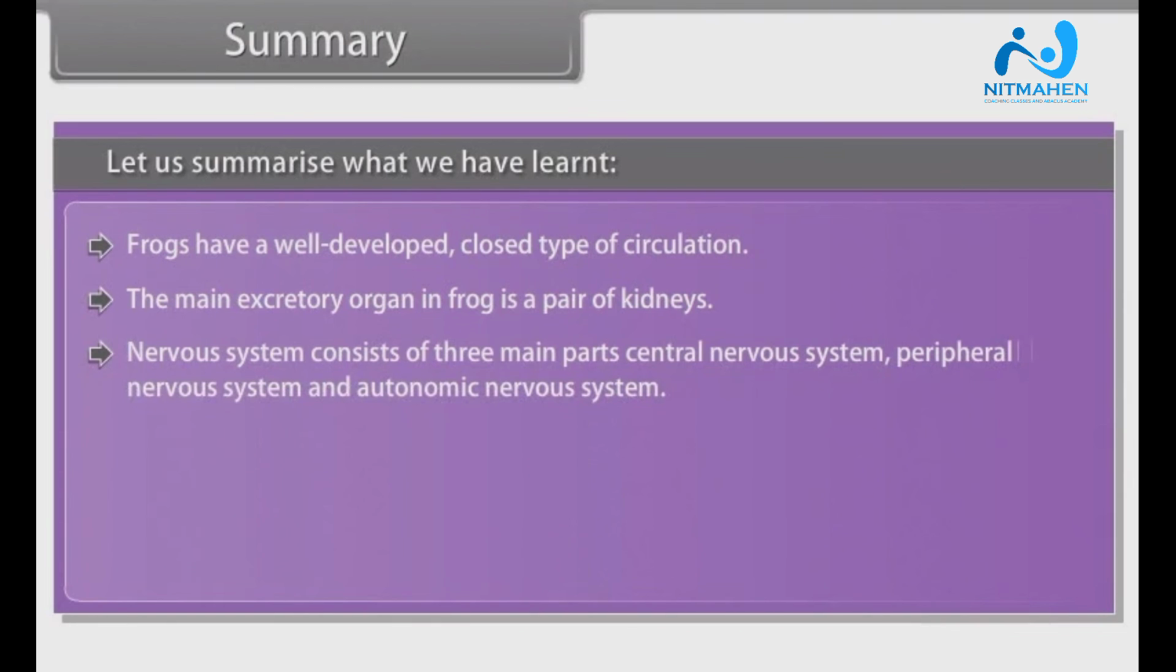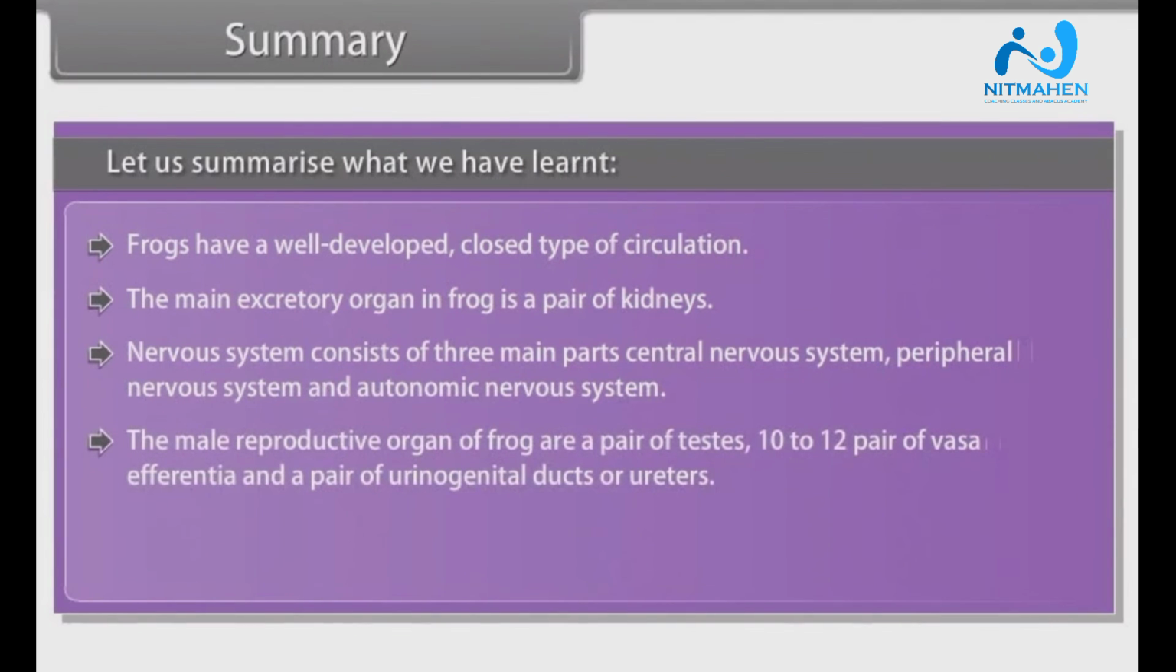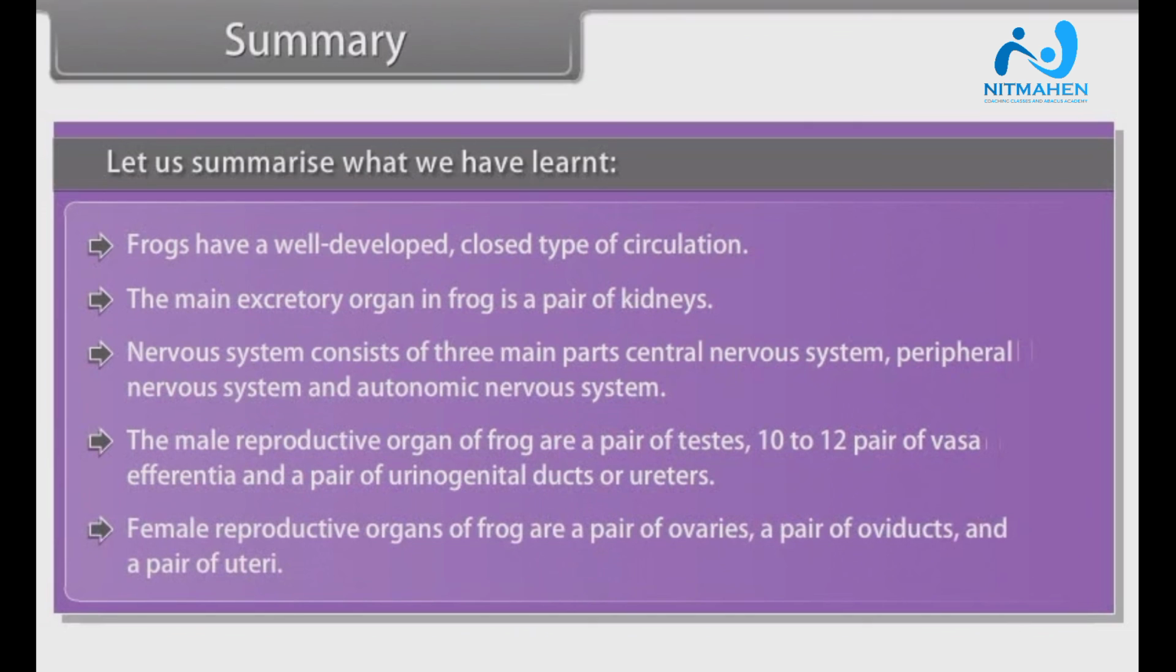The nervous system consists of three main parts: central nervous system, peripheral nervous system, and autonomic nervous system. The male reproductive organs of frog are a pair of testes, 10 to 12 pairs of vasa efferentia, and a pair of urinogenital ducts or ureters. Female reproductive organs of frog are a pair of ovaries, a pair of oviducts, and a pair of uteri.